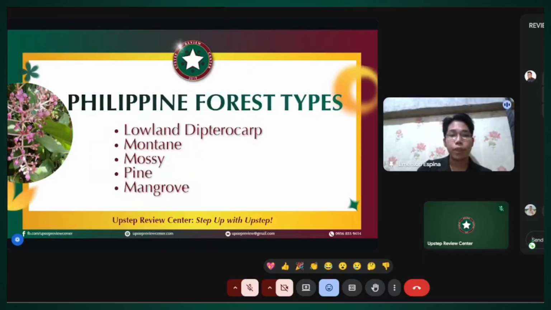Let's conclude the first part of this review by reviewing the major forest formations in the Philippines. We have lowland dipterocarp, montane forest, the mossy forest, pine forest, and mangrove forest. The lowland dipterocarp forest is considered the most economically important forest type. It contains many commercial timber species.